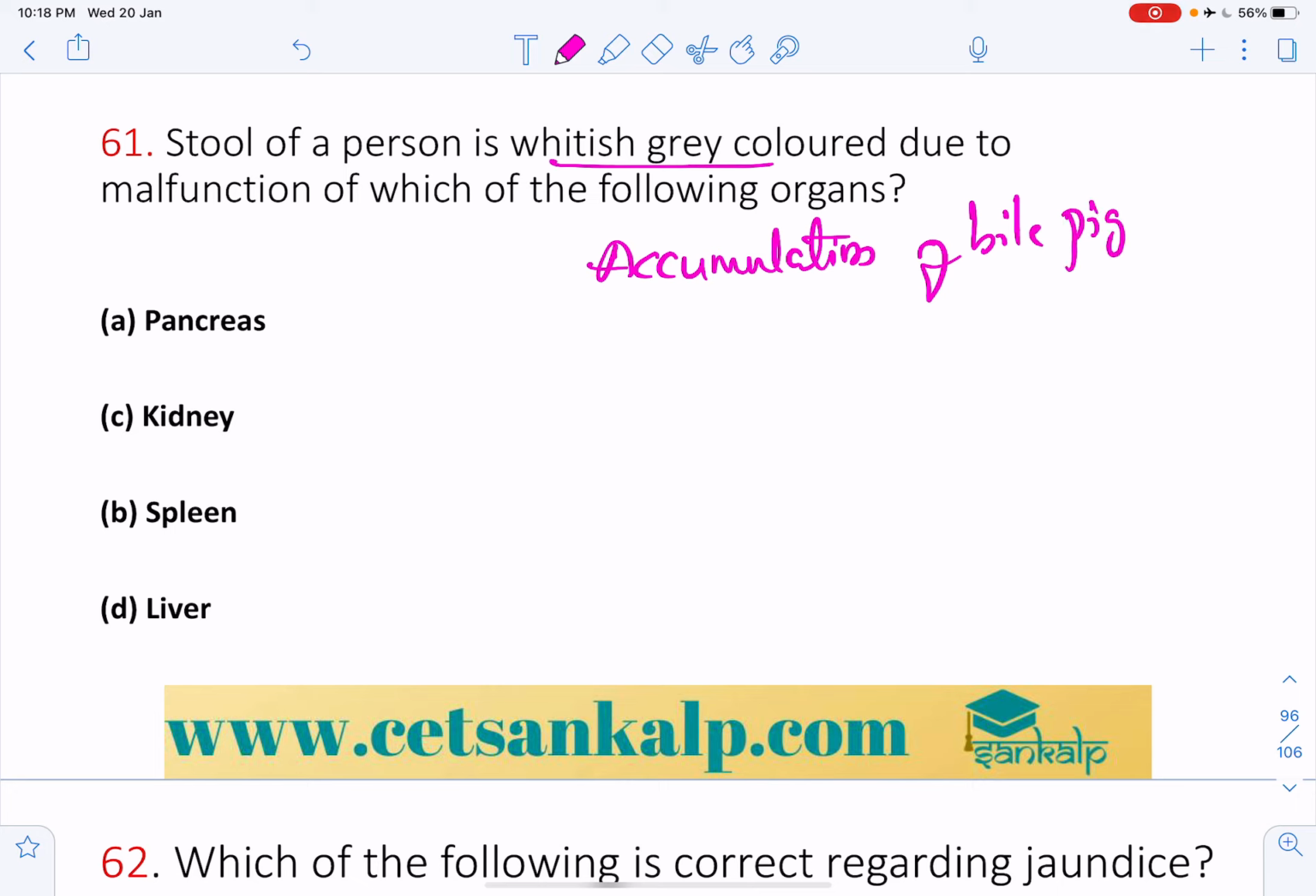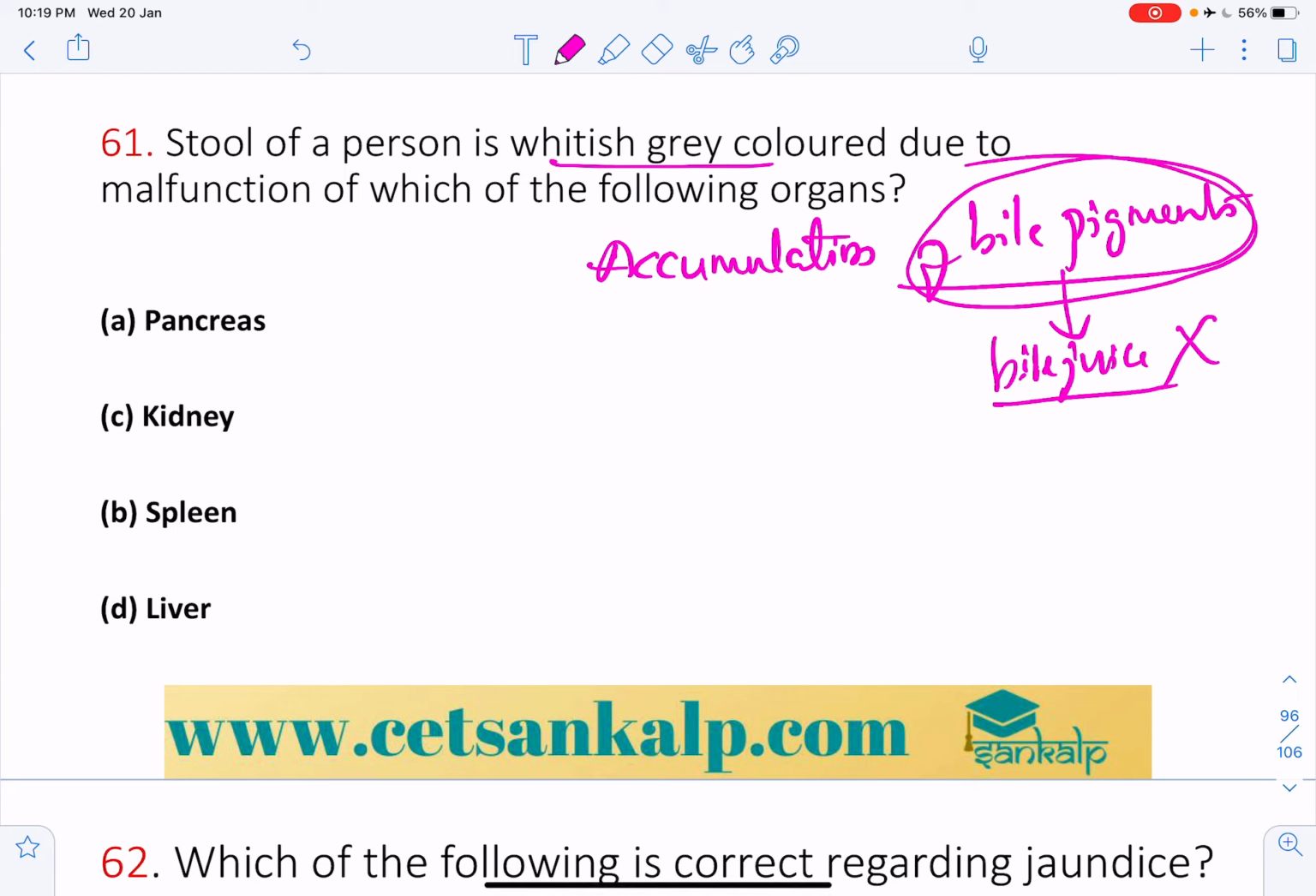Why does accumulation happen? For bile pigments to be eliminated, bile juice is needed, right? So if there is no bile juice, they can't be excreted. So what happens is that these bile pigments accumulate in the body and generally change the color of the body into yellowish. So in jaundice, the skin, eyes and nails become yellowish due to accumulation of bile pigments. Why? Because there won't be bile juice production, as the liver is affected.